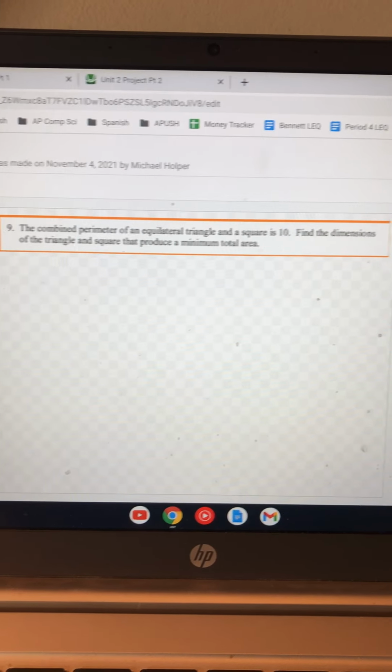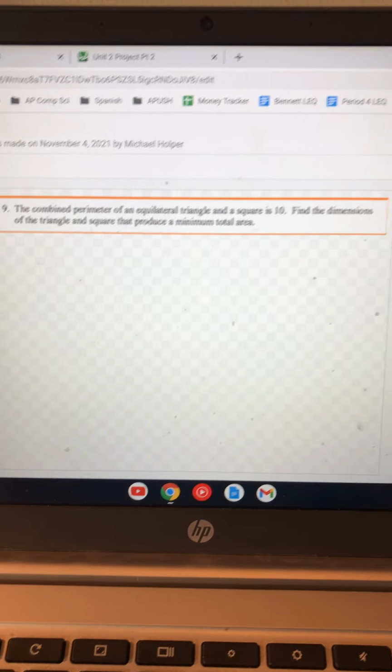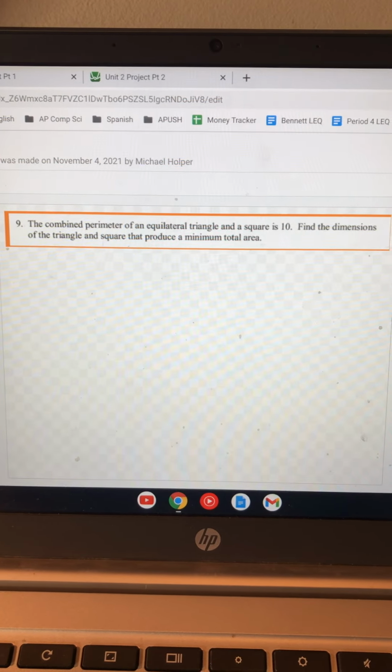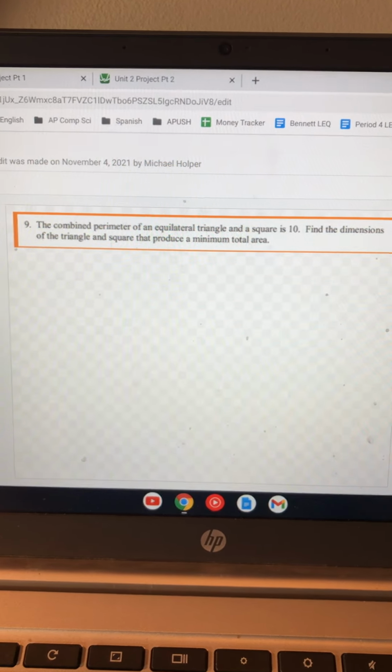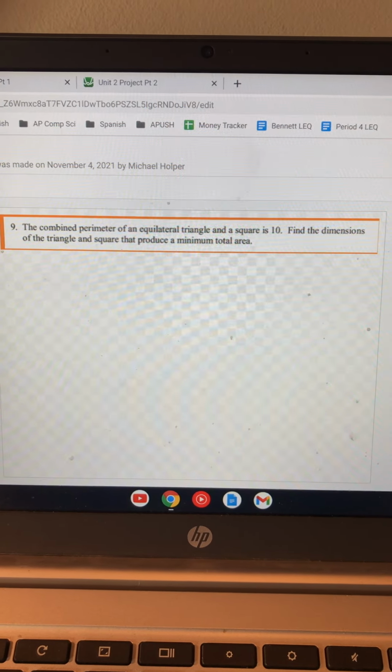Hi. So for my Unit 2 project, the problem I picked was this. The combined perimeter of an equilateral triangle and a square is 10. Find the dimensions of the triangle and square that produce a minimum total area.